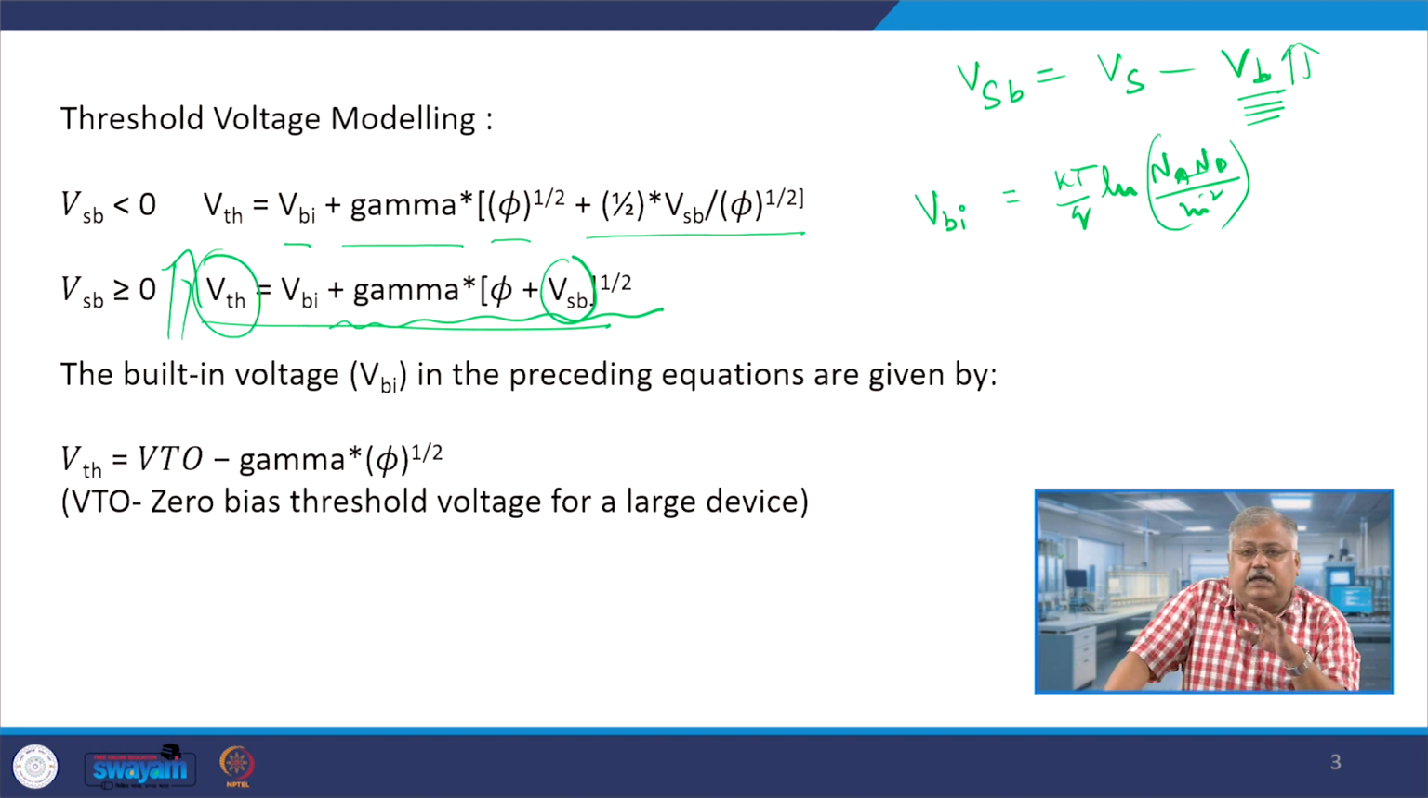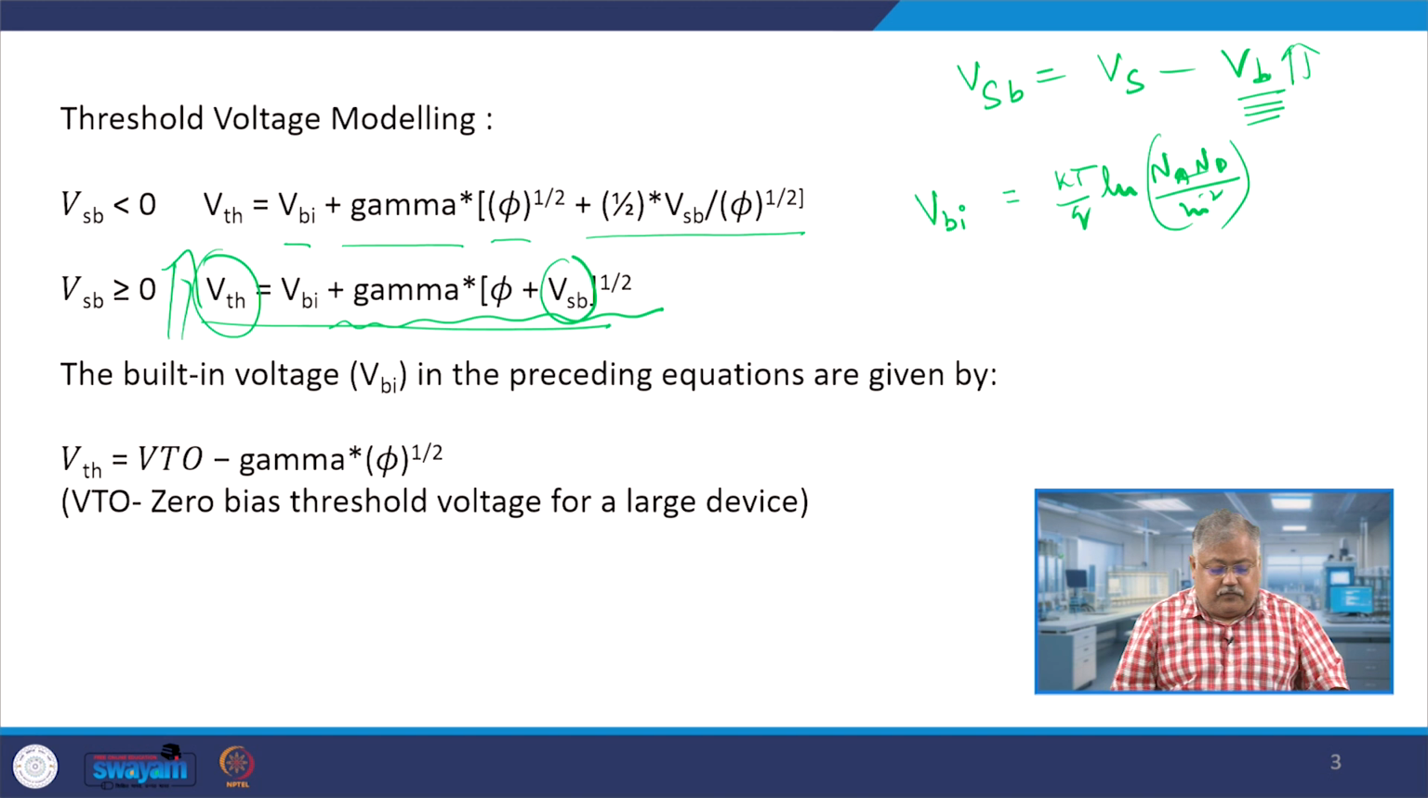This is, to a larger extent, a fixed value which we get, and so we do not get any change in the value here. So, I get VTH is equal to V built-in plus gamma times phi plus VSB to the power 1 by 2. The built-in potential is given by this expression here, as you can see on the right hand side, and we can write down, therefore, VTH is equal to VT0 minus gamma times root phi.